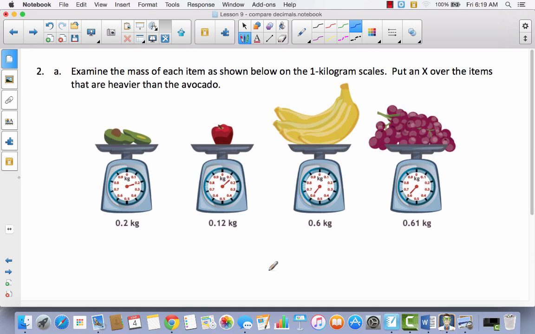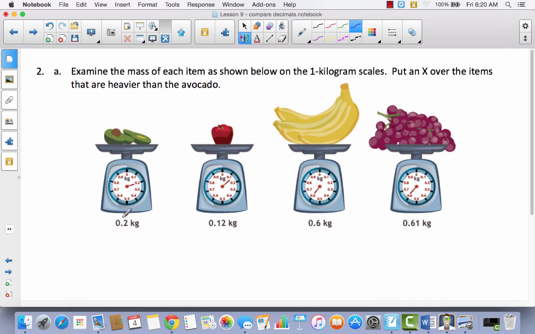All right, now we're going to look at some metric mass. We're going to look at what things weigh. So we're going to look at each of these scales below, and we're going to put an X over the items that are heavier than the avocado. So we're going to compare. So let's look at the tenths place. This is an avocado right here. It's kind of hard to tell on your sheet because it's in black and white, but this is an avocado. And we want to know what weighs more than this 2/10.